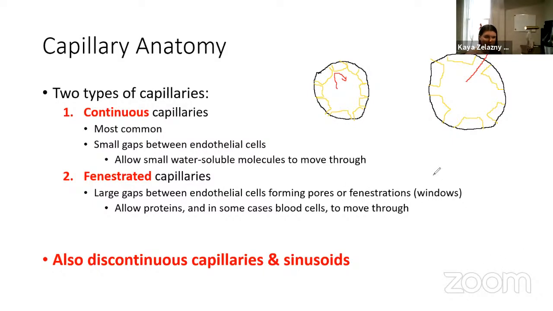which is a window. There are also discontinuous capillaries and sinusoids, which are like kind of an even more extreme version of the fenestrated capillaries. We're not really going to talk about these at all in this course.